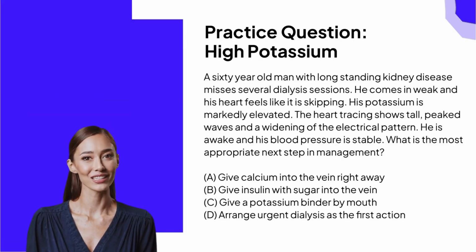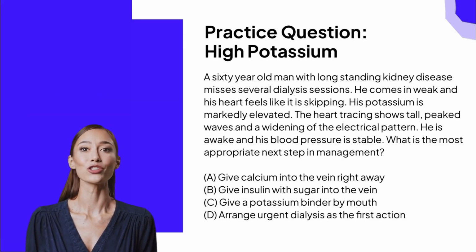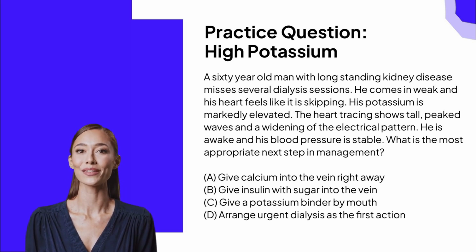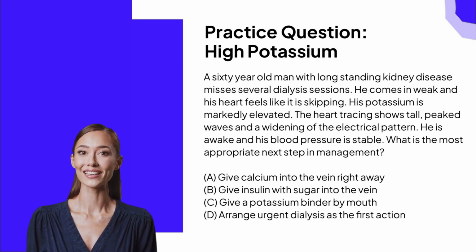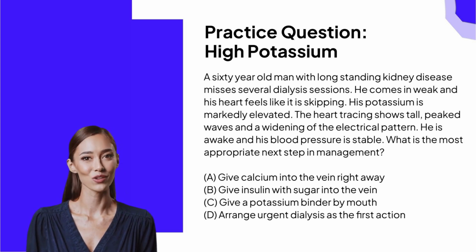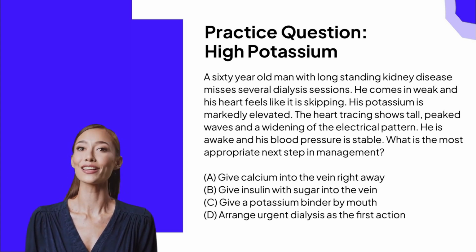Here is our second practice question, and this one tests whether you treat the dangerous number first. A 60-year-old man with long-standing kidney disease has missed several dialysis sessions. He arrives weak, and his heart feels like it is skipping beats. His potassium is markedly elevated. This is the part that should grab you. The heart tracing shows tall, peaked waves and a widening of the electrical pattern. He is awake, and his blood pressure is stable for now.